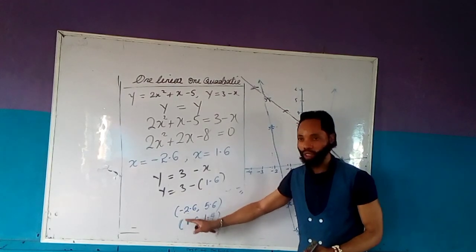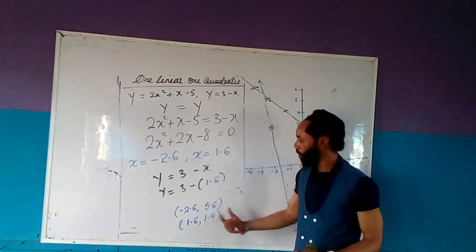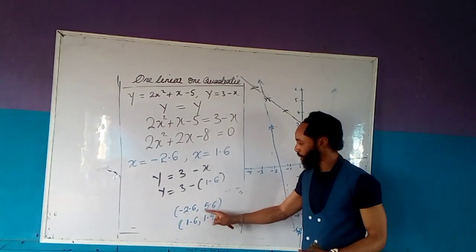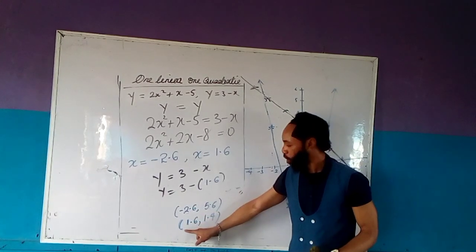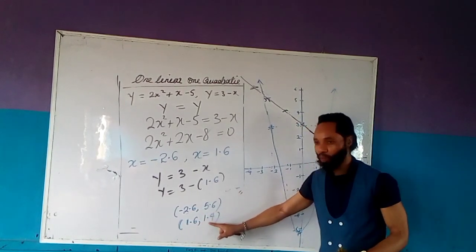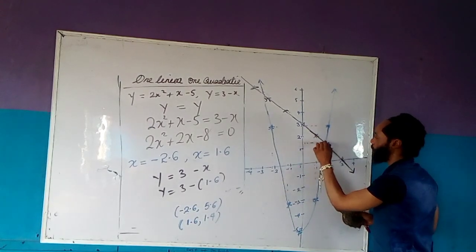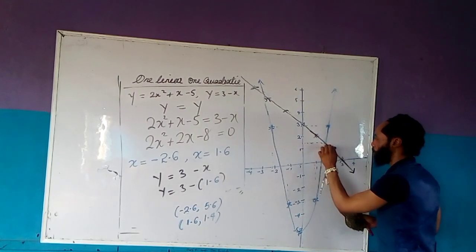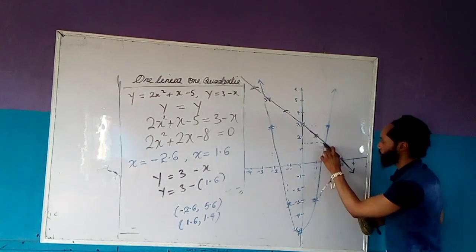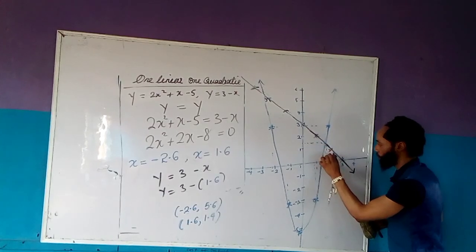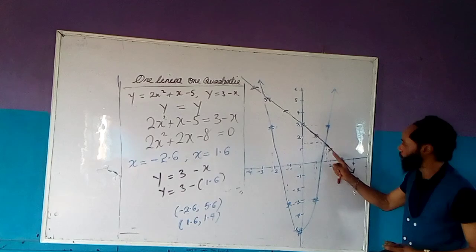They are the solution to the question that we were given. These two. But we need to check the corresponding value of y. When x is negative 2.6, y is 5.6. When x is 1.6, y is 1.4. Let's check. Like I said, it's not drawn to scale, but we can manage. When x is 1.6, y is 1.4. You could see this is our graph.